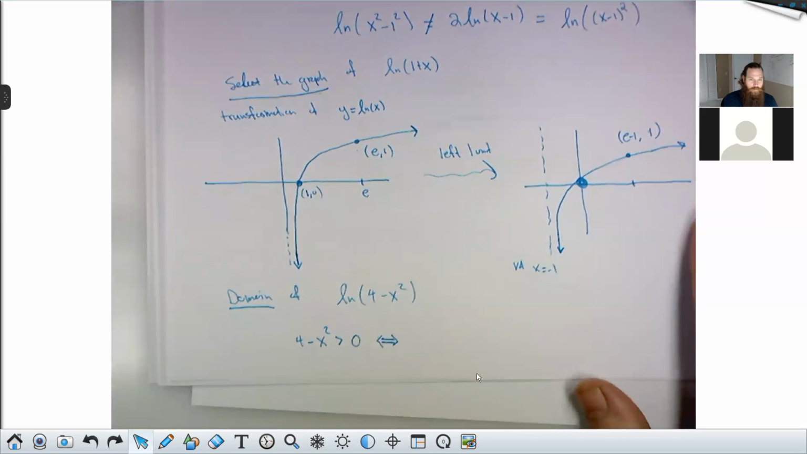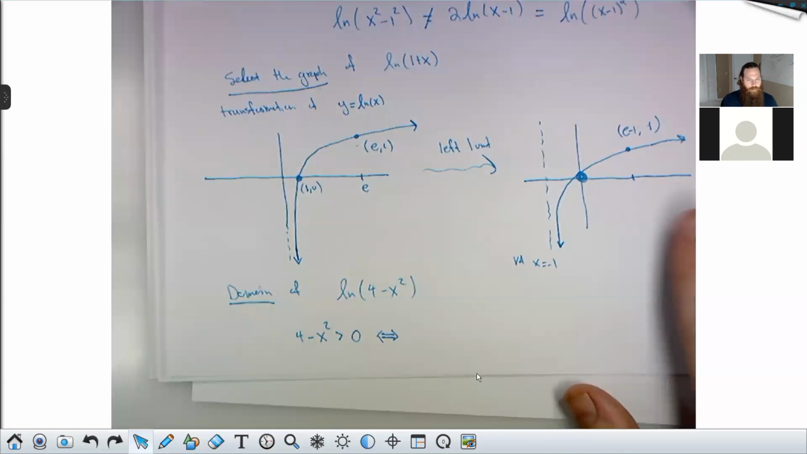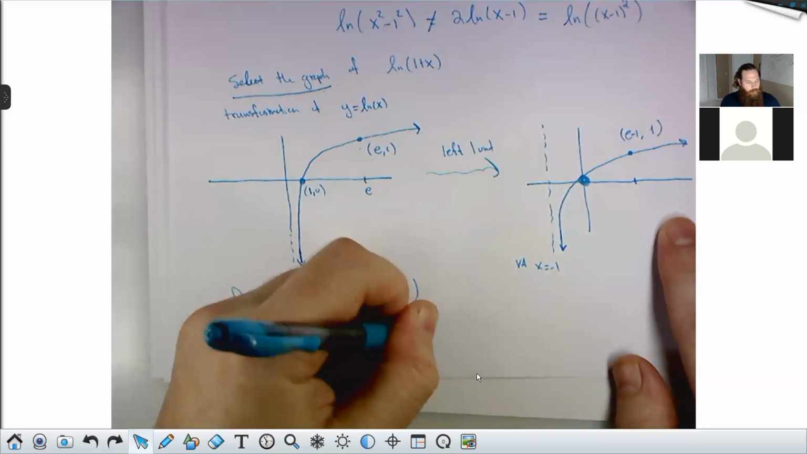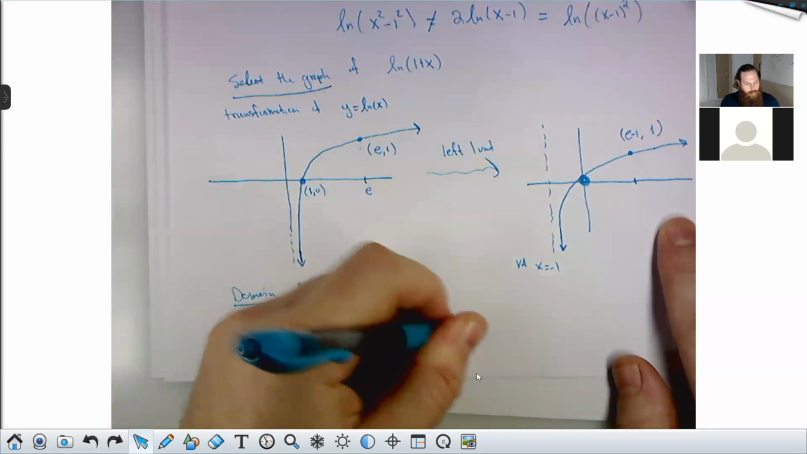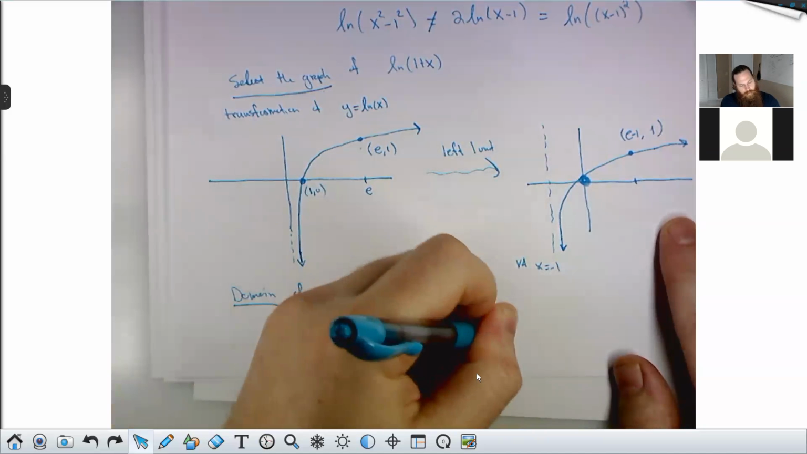I wouldn't go subtracting here. Remember, nonlinear inequalities, we factor both sides. We pull everything to one side, then we factor. So this is 2 minus x times 2 plus x is greater than 0.